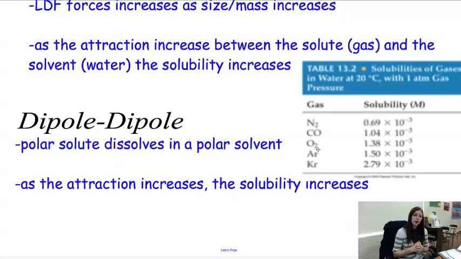Okay, we have a dipole-dipole, which is your polar solute dissolving in a polar solvent. And as your attraction increases, your solubility increases again. So as your dipole moment goes up, it gets easier to dissolve. And when we're talking about things in water, we're also dealing with hydrogen bonds as well. Pretty much when we talk about solubility, we're dealing with things dissolving in water.